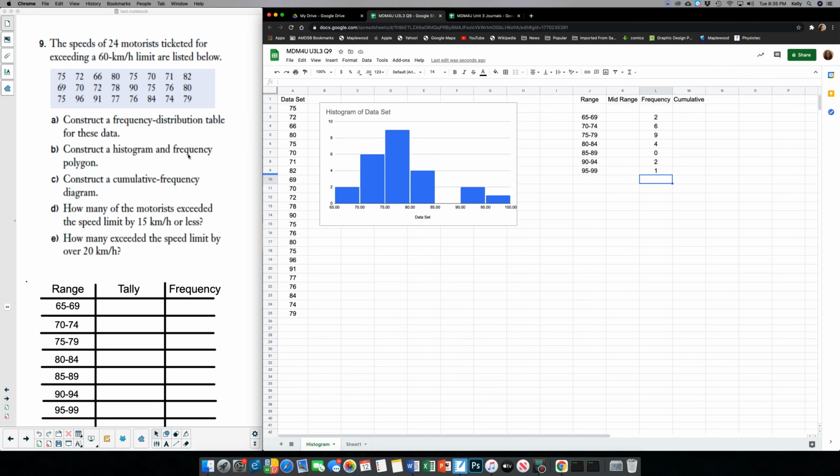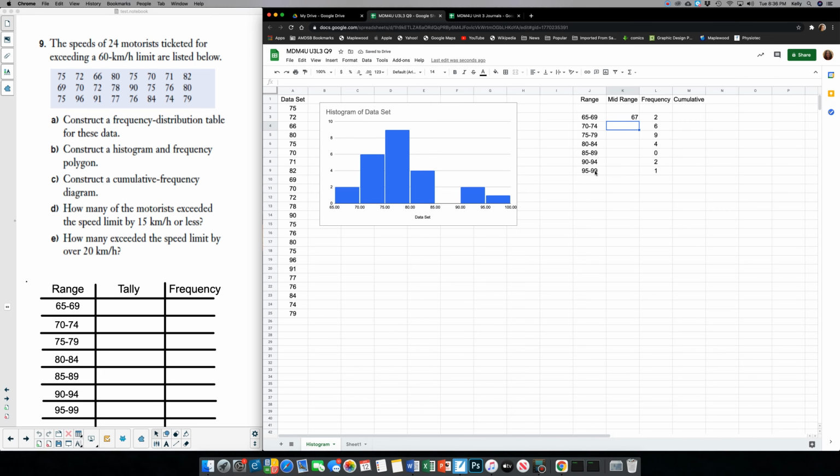We've got the histogram. Now we have to do a frequency polygon. A frequency polygon is, if we take a look at the chart, actually I'm going to do this part first. What you're going to have to do is calculate the mid-range. So we're going to go equals 65 plus 69, that should have been in brackets, divided by 2, which is going to give us the middle of that range at 67.